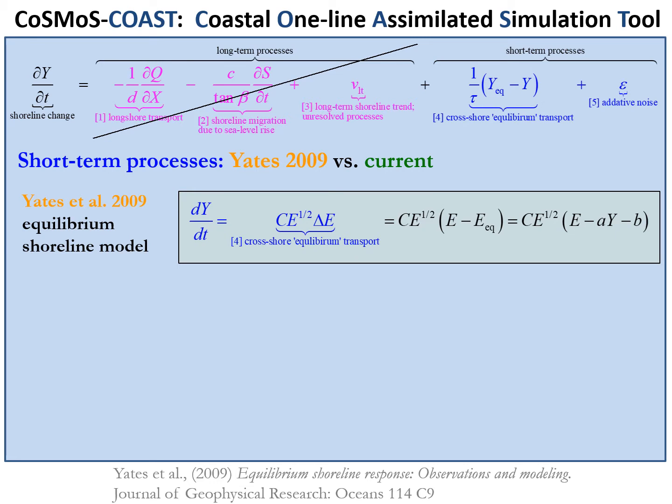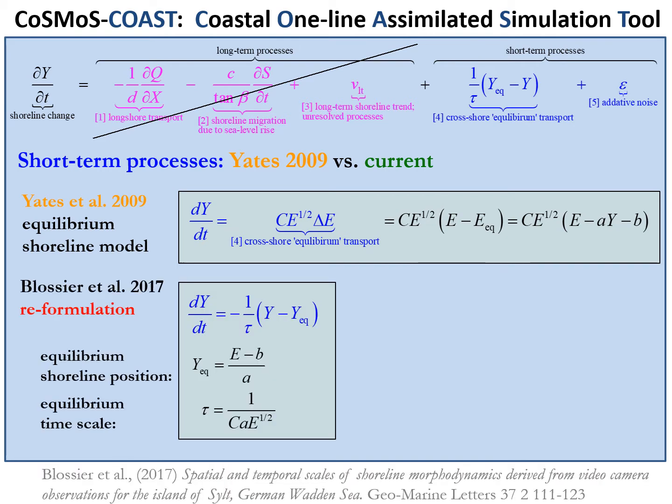And this is what that model looks like. This term and this term are basically the same in the context of CoSMoS-COAST, but I'll get into this a little bit more. This model from Yates et al. 2009 was reformulated by Splinter et al. 2017. And the two blue equations here are exactly the same.